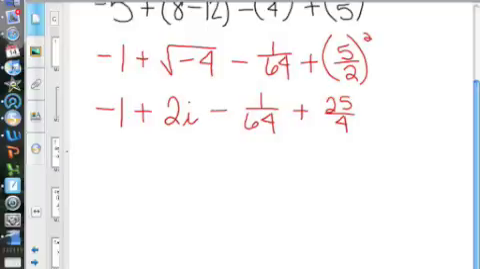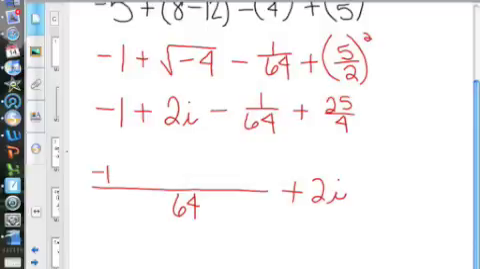And 2i is different from everything else. So 2i can't be added. But -1, -1/64, and +25/4 can all be added together if I find a what? Common denominator, which in this case would be 64. Okay, now here are the numerators that I was dealing with.